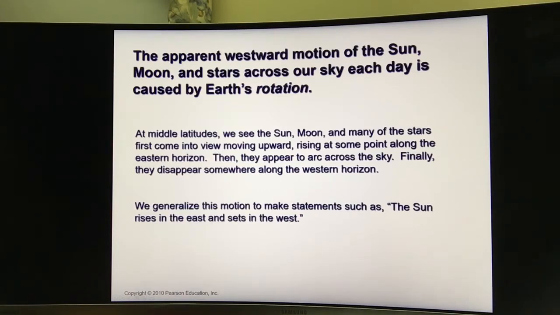So usually we know that in the morning, the sun rises at some point along the eastern horizon and is going to move upward and then arc across the sky, and finally it's going to disappear somewhere along the western horizon. Remember, the definition of horizon we talked about in class is the boundary between the earth and the sky.